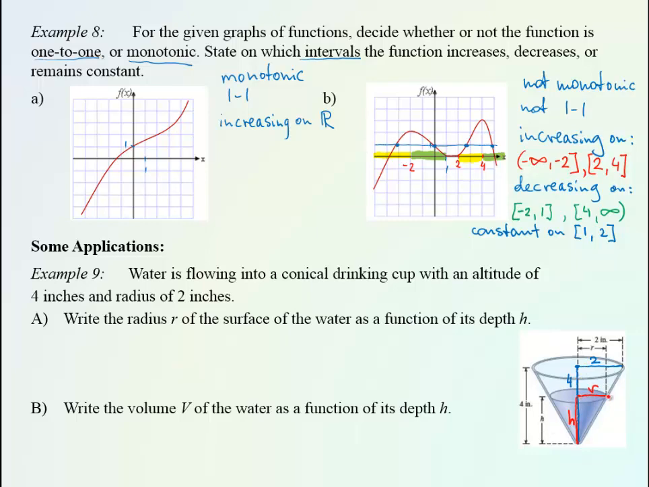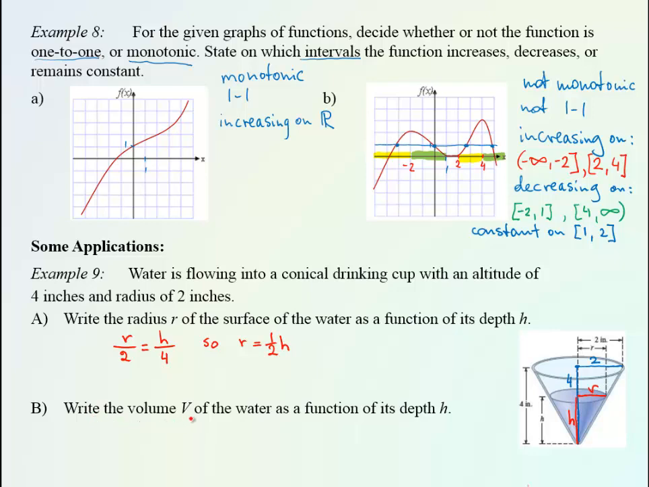Therefore, we can compare r to 2 is the same as h to 4. r over 2 is the same as h over 4. So, r equals, when we multiply by 2 and reduce with the 4, it will be just 1/2 h.